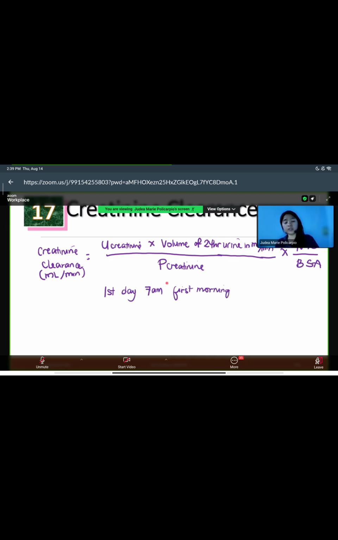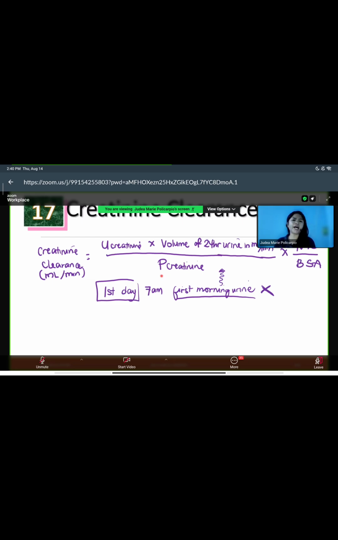Should we include the first morning urine of the first day natin? Are we supposed to include the first morning urine of the first day? The answer is no. Hindi natin yan isasama. Bakit? Why? Kasi remember, ang first morning urine natin represents the urine na naipon sa katawan mo nung ikaw ay natutulog. It represents the urine that accumulated inside your body while you are sleeping.